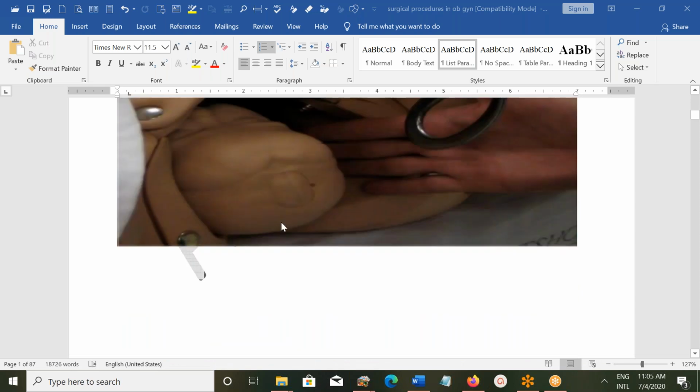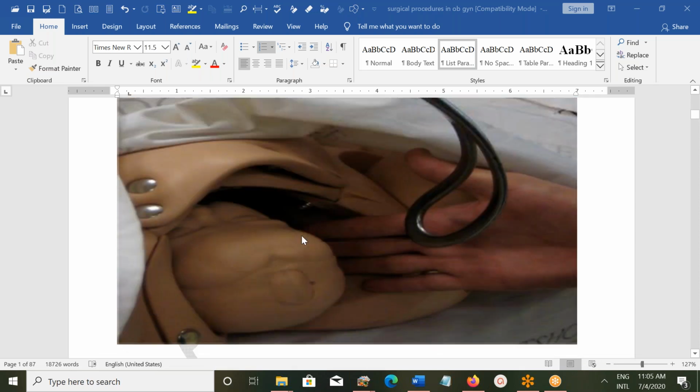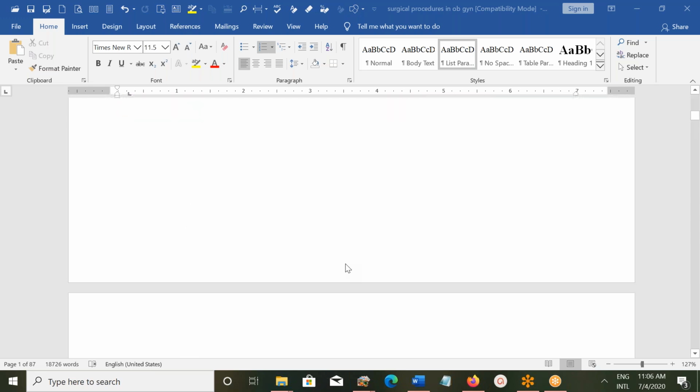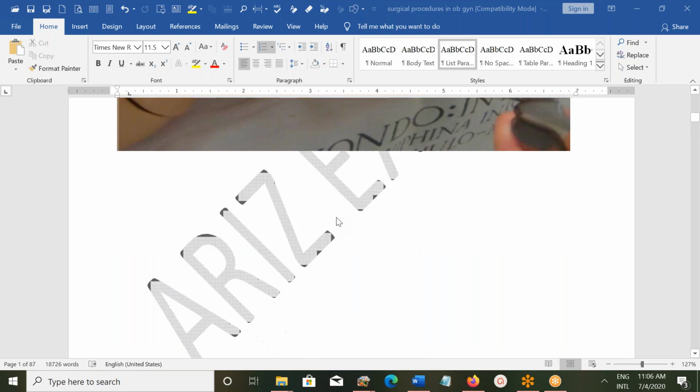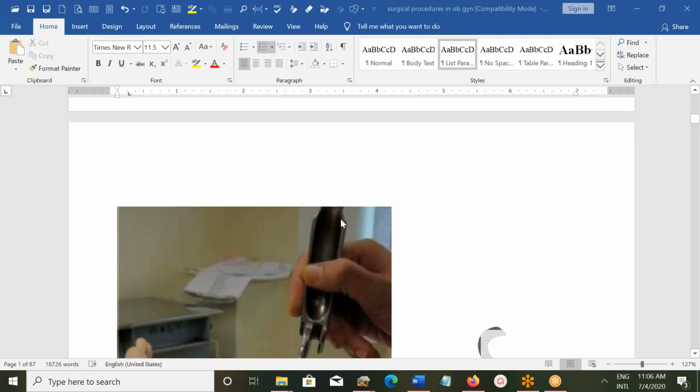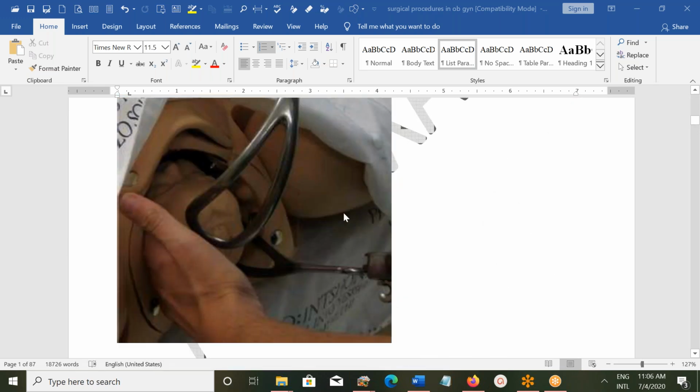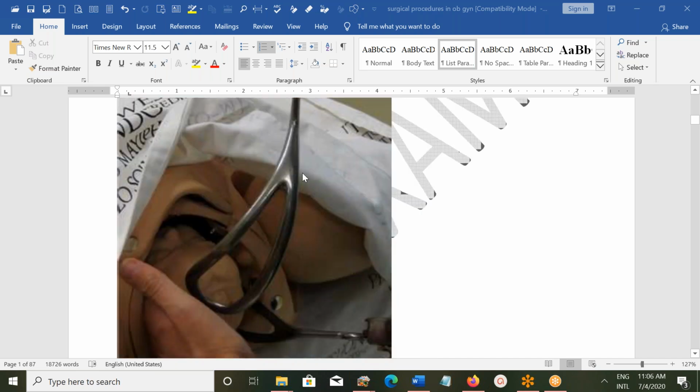See, that is the sagittal suture. You are applying first on the left side of the maternal pelvis, which is the right side of the head. See, you can see the blade going inside. Then you will bring it vertically, and then you can flip it, rotate it into position.